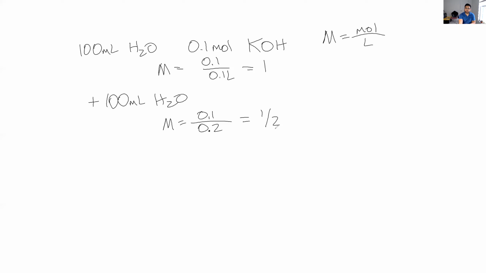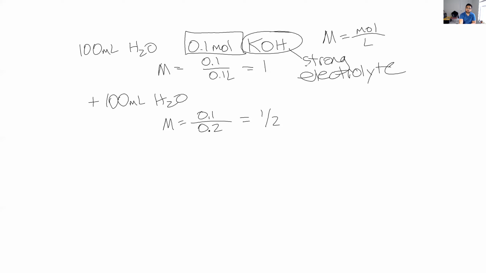All right. Now, what do you think? Do you think the amount of moles changed as a result of diluting this solution that way? Well, hopefully you answered no, because the number of moles will always remain the same unless you add more KOH. So the number of moles remains 0.1 moles in this situation. Okay, and KOH again is a strong electrolyte. So it's going to dissociate completely.